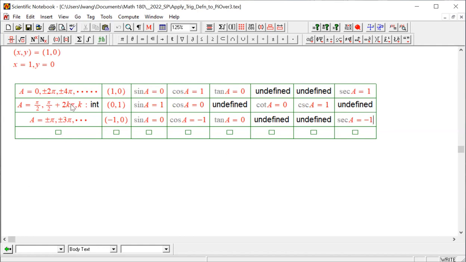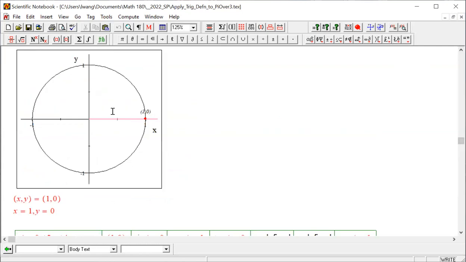1, 2, 3. So we have covered 3 special terminals, right? This is the last one. This is the negative direction of the y axis.